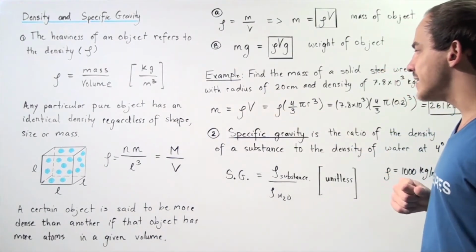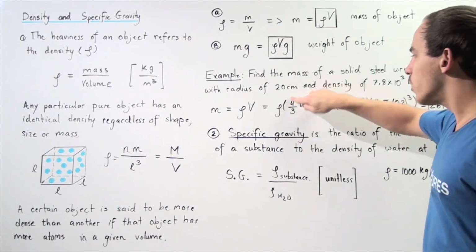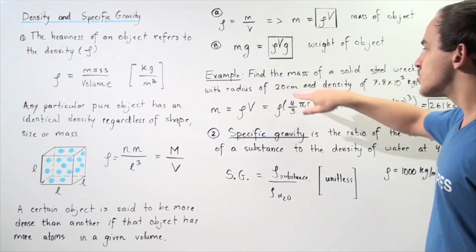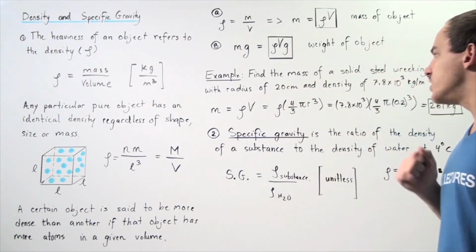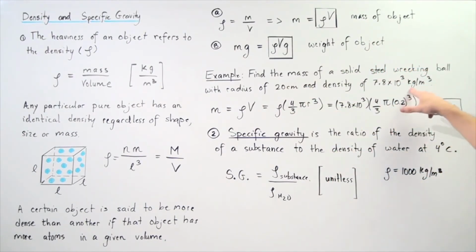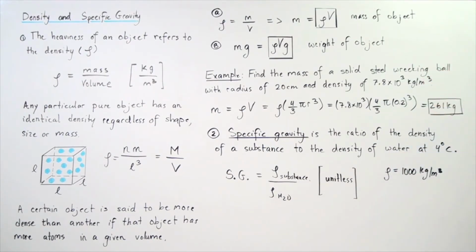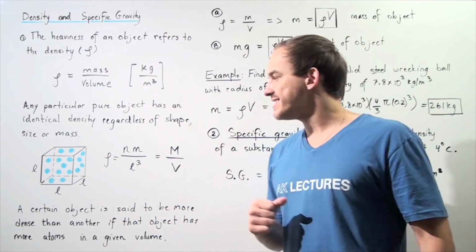So the mass of the object is equal to the product of the density and the volume, where the volume of the sphere is simply 4/3 times pi times radius cubed, where the radius is 20 centimeters. First we convert 20 centimeters to meters by dividing 20 by 100. We get 0.2 meters. So 0.2 meters cubed multiplied by pi multiplied by 4/3, multiplied by the density, and we get approximately a mass of 261 kilograms. So this is the mass of the steel wrecking ball, and we found the mass by taking the product of the volume of the sphere and the density of steel.